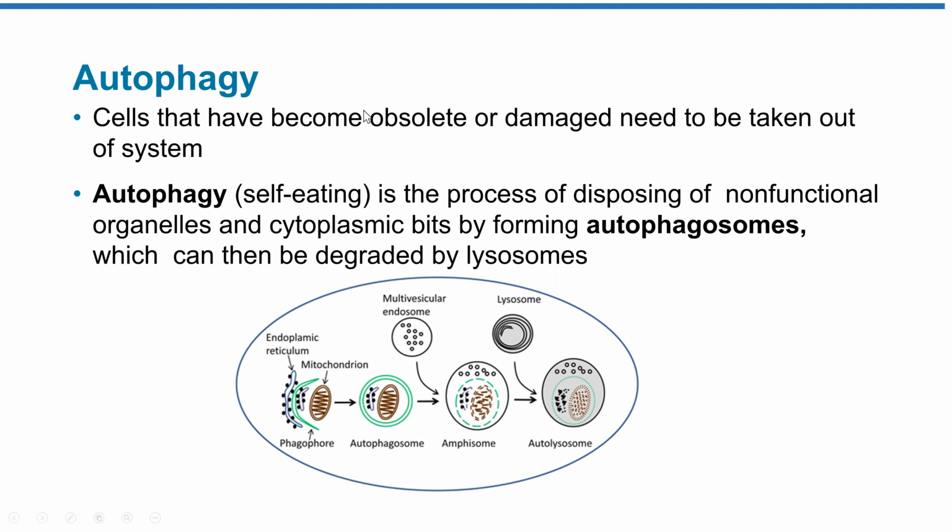So on the diagram, you can see how we form autophagosome from the endoplasmic reticulum. The membrane kind of surrounds the organelle that is not functioning. Then there is a fusion with the lysosome. Lysosome secretes digestive enzymes that break down this non-functional organelle. Autophagy, self-eating.